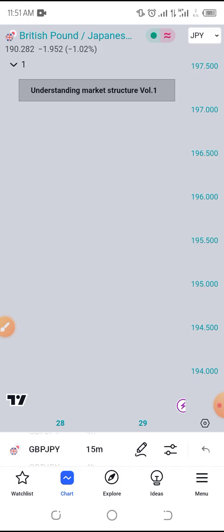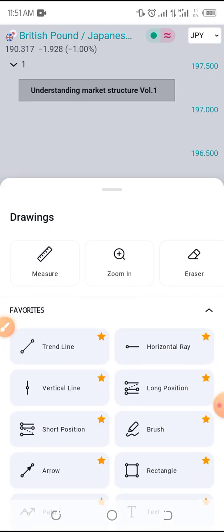Now let's bring it all back to understanding market structure. Market structure helps you identify where the market is at that particular time when you open your chart, and where the market is most likely going to be. For you to understand your market structure very well, you should be able to know when the market is breaking structures and when the market is changing structures.